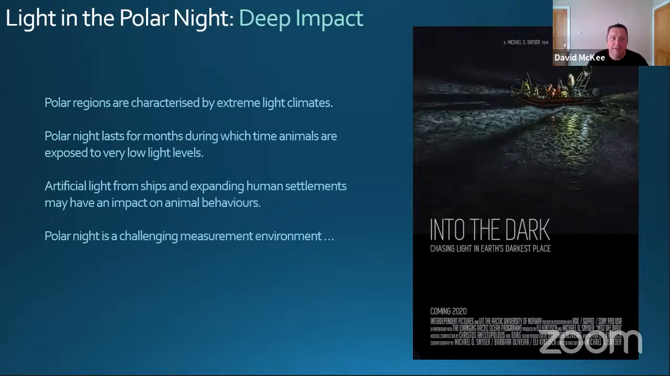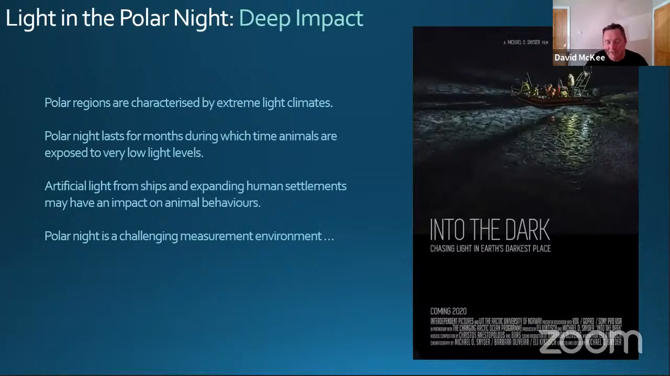So we're looking at the polar night. There are months of darkness here, during which time the animals that inhabit that part of the world are exposed to extremely low light levels, but not necessarily zero. It's not totally dark. There's moonlight, there's the aurora, there's starlight, there are sources of light there. And increasingly you have ships and expanding human settlements generating artificial light. And that is potentially going to have an impact on an otherwise relatively pristine light climate. So, as I say, a very challenging environment to work in.